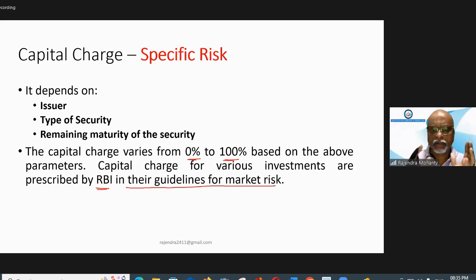So the head office of your bank, one group of specialized people, takes care of this calculation. They follow the guidelines and calculate the capital on a mark-to-market basis.